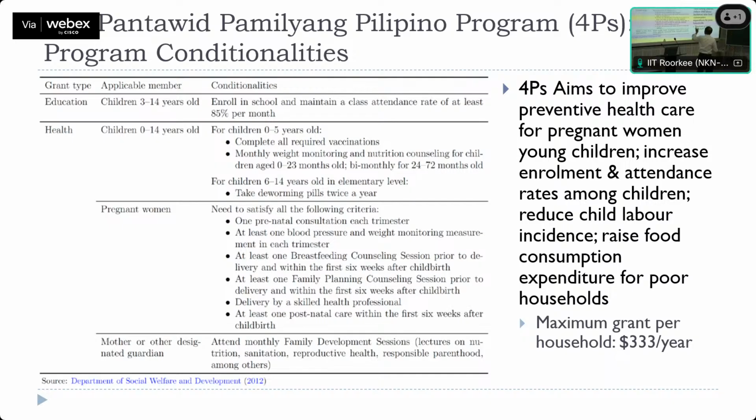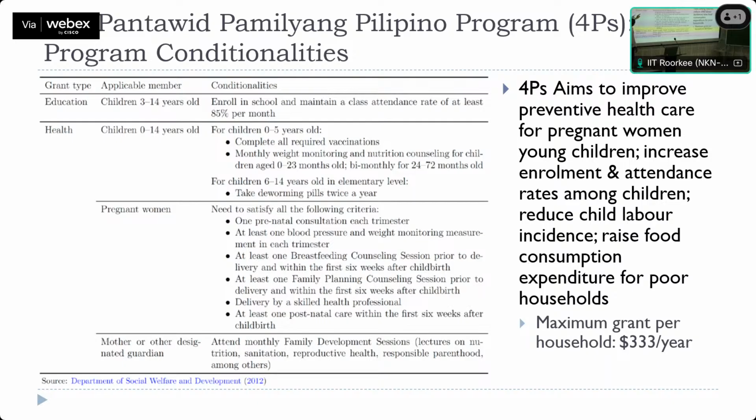Yeah, and these are how the conditionalities go. They get two types of grants: education grant and health grant. For the education grant, children, say 3 to 14 years old, have to be enrolled and maintain a class attendance rate of 85% per month. So enrolling is not sufficient. You have to attend, and they can check with the school if you are attending or not.